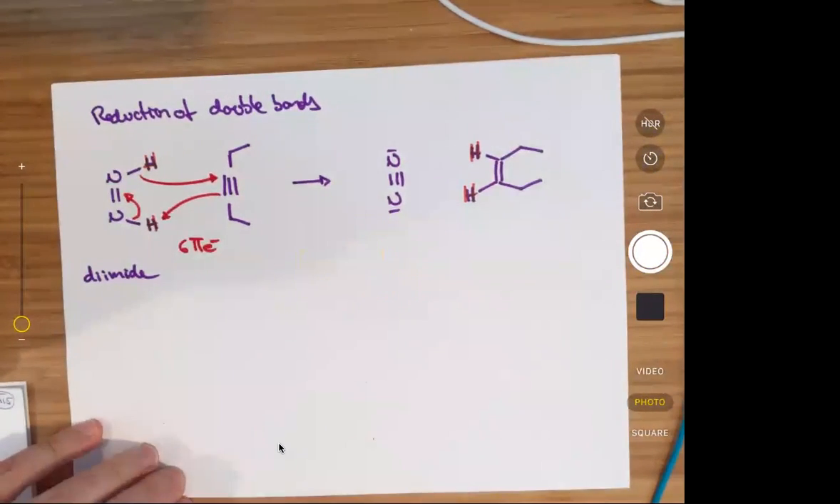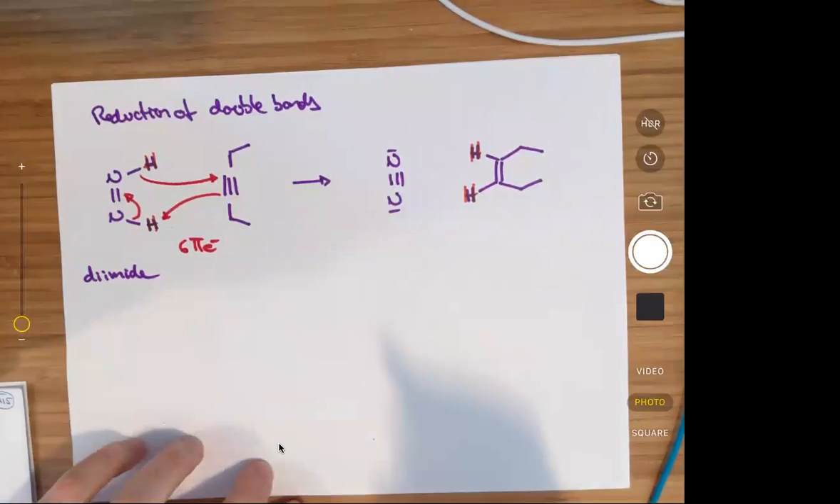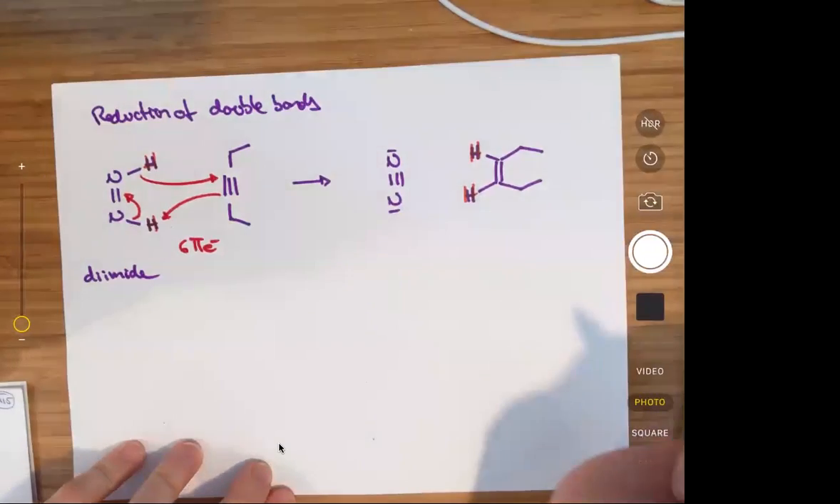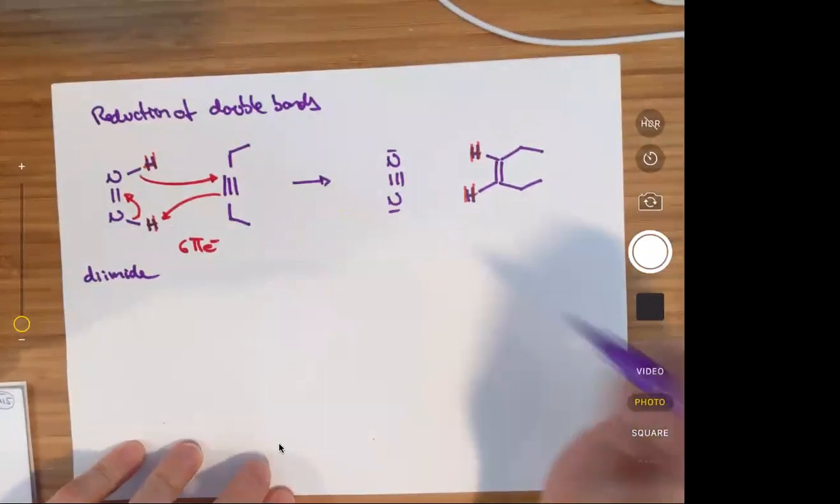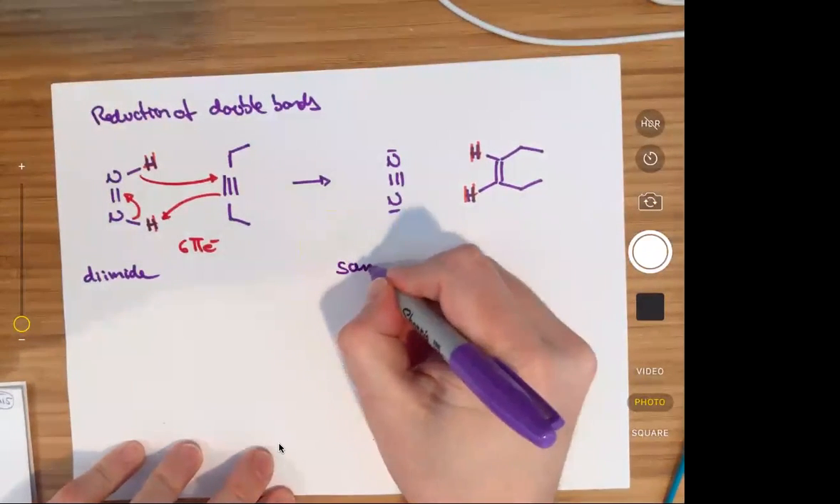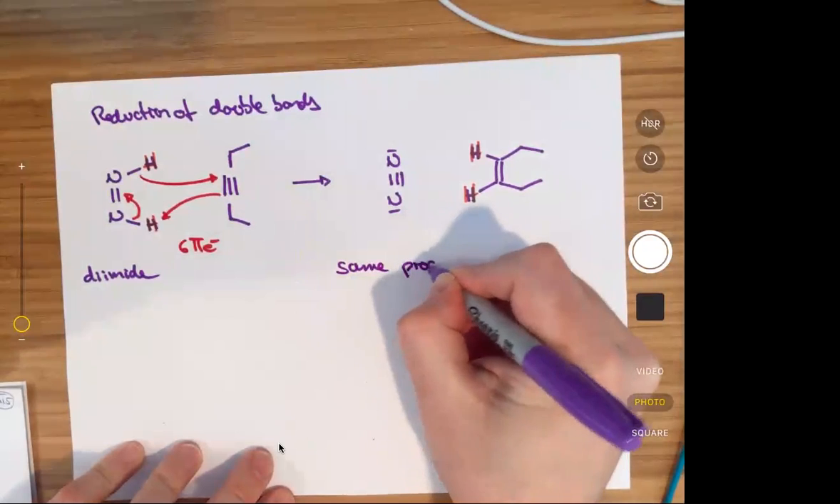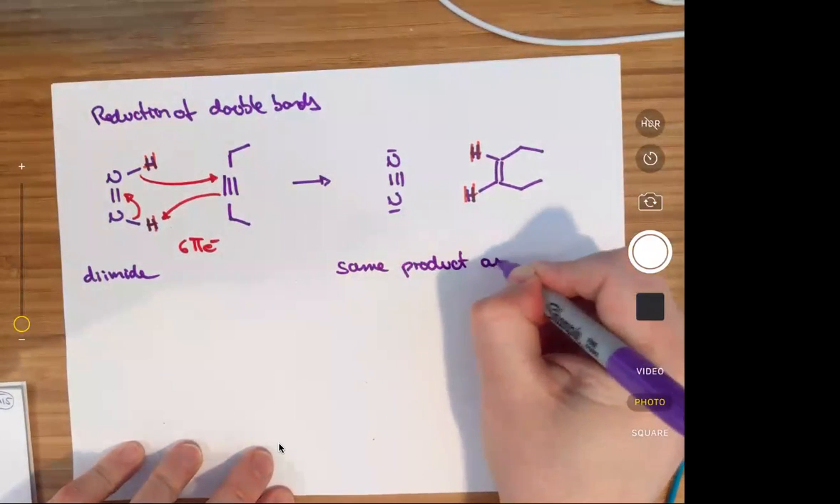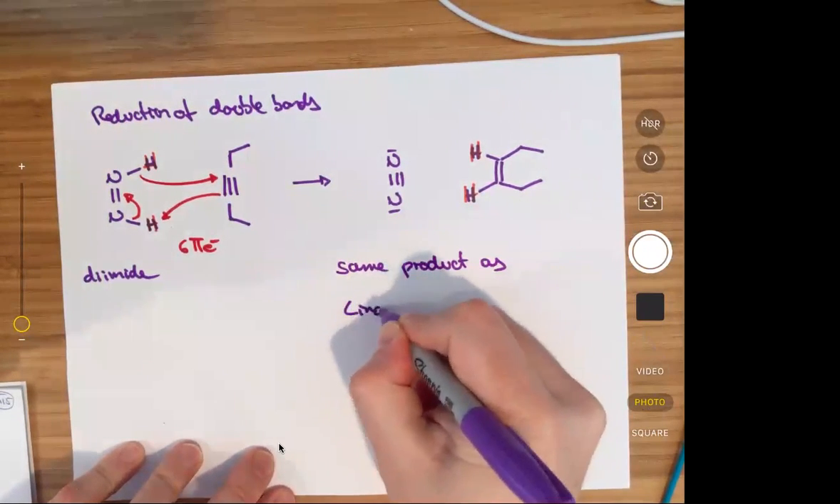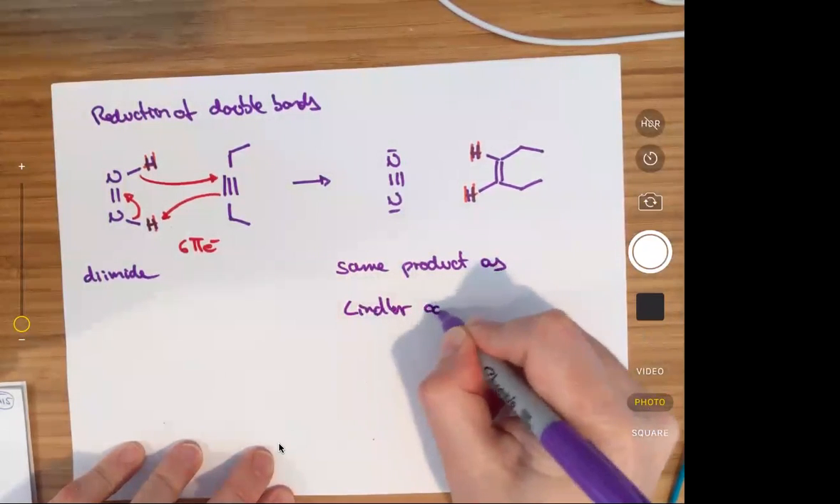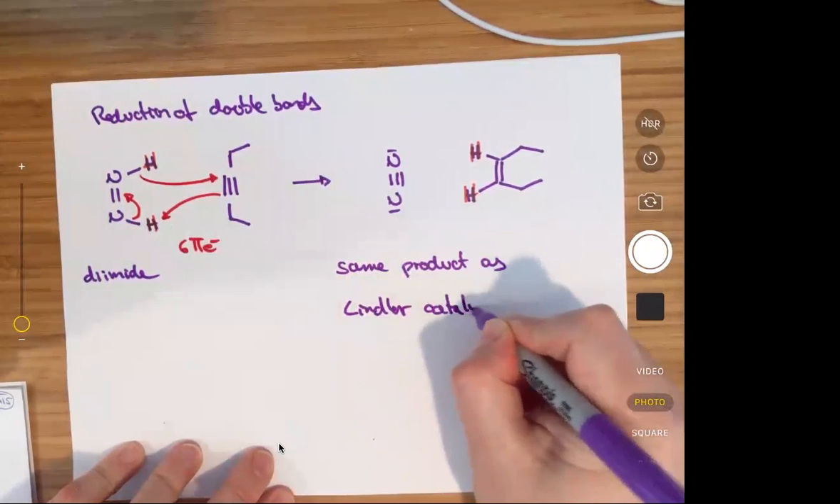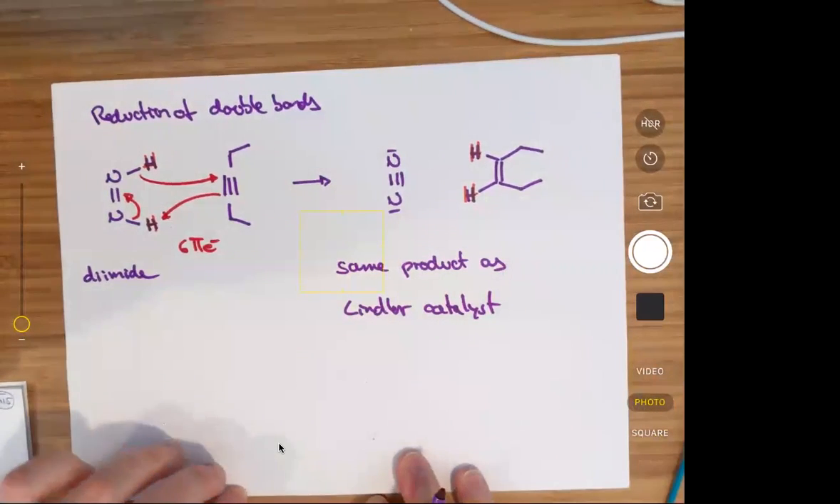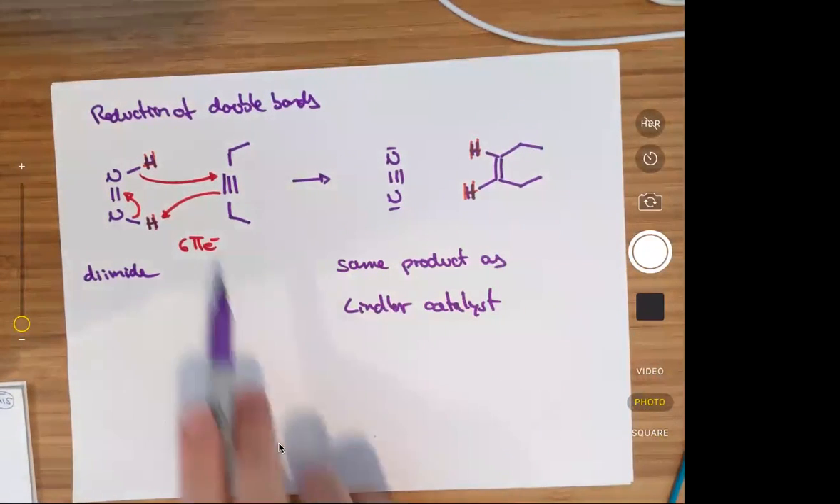Right? So this is also a classical group transfer reaction, and it accomplishes the same product as you get from Lindlar catalysis. So same product as Lindlar catalyst, the poisoned catalyst that gave you a partial reduction of a triple bond.